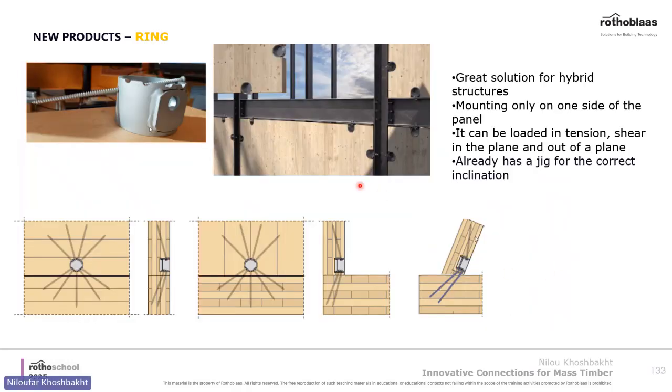This product is called Ring, and it's a great solution for hybrid structures. As you see here, you can mount it on one side of the panel, and it can be loaded in tension, shear, in plane and out of plane, because the screws are installed at different angles. Also, it already has a built-in jig on it to make sure the screws are properly installed.